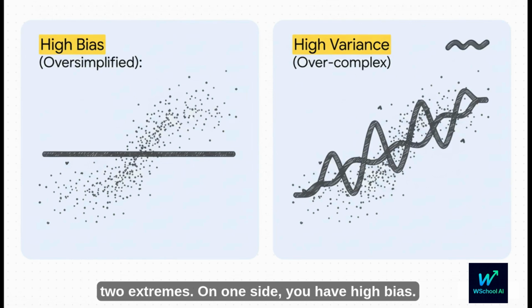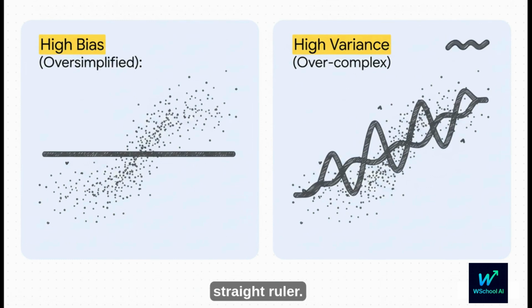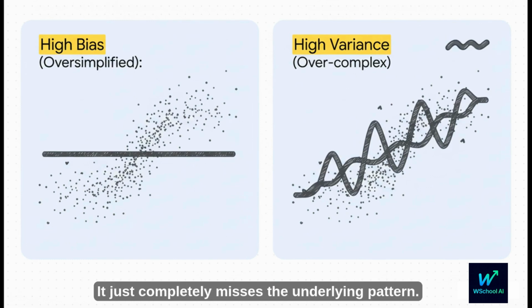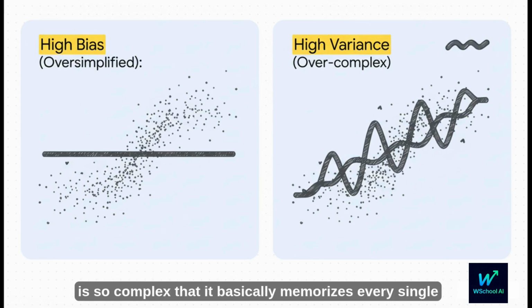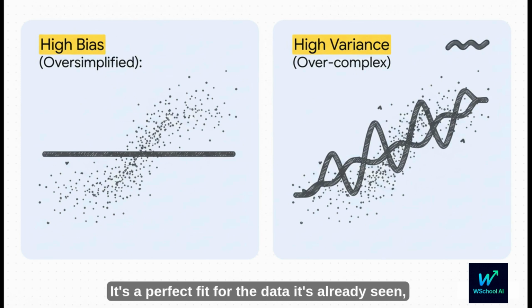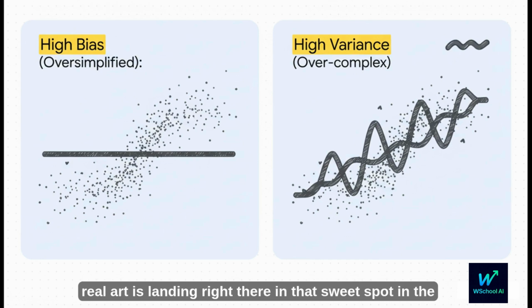On one side, you have high bias. That's a model that's way too simple. It's like trying to draw a beautiful curve using only a straight ruler. It just completely misses the underlying pattern. On the other extreme, you have high variance. This model is so complex that it basically memorizes every single little data point, including all the random static. It's a perfect fit for the data it's already seen, but it's totally useless for predicting anything new. The goal, the real art, is landing right there in that sweet spot in the middle.